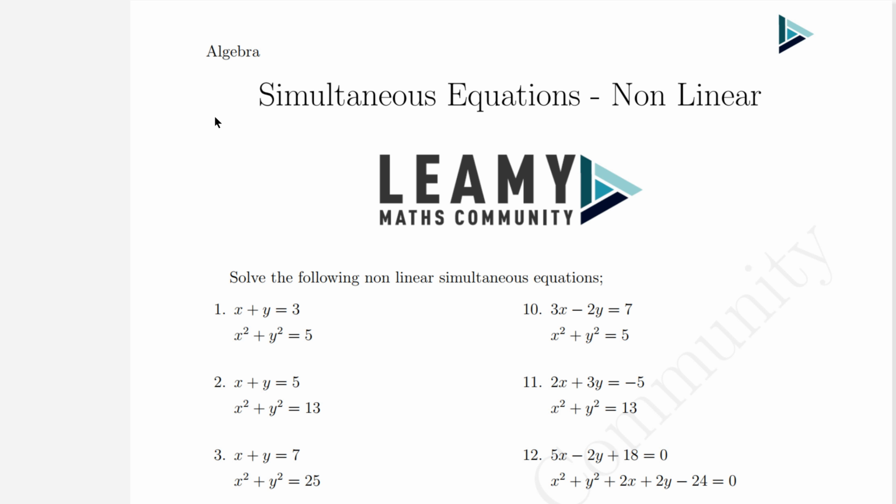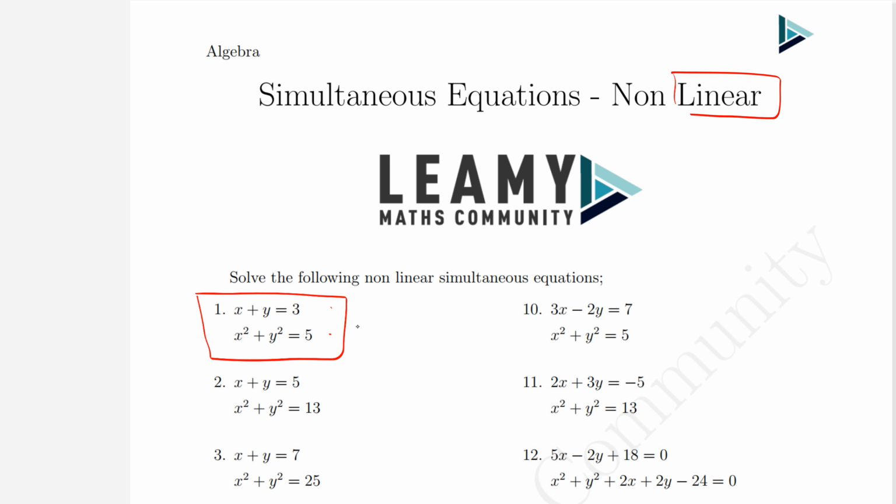Let's look at some nonlinear simultaneous equations. Nonlinear simultaneous equations. So what is that? Simultaneous equations is what we say when we've got more than one equation, a system of equations. If you're looking at the first question here, we've got two different equations. So we have a system of equations, or simultaneous equations.